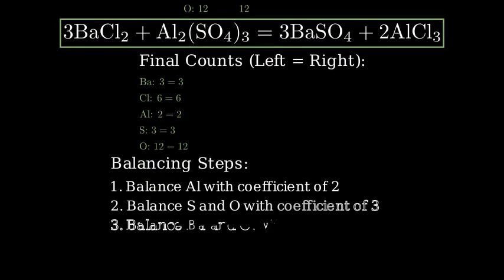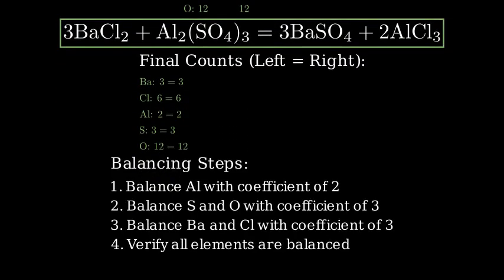To summarize, we balance this equation by, first, balancing aluminum with a coefficient of 2, then balancing sulfur and oxygen with a coefficient of 3, finally balancing barium and chlorine with another coefficient of 3. Remember to check that all elements are balanced on both sides.